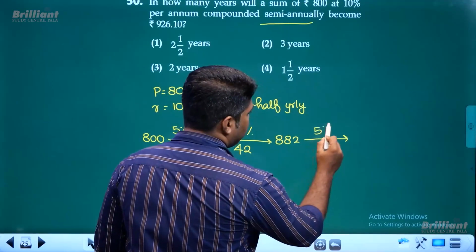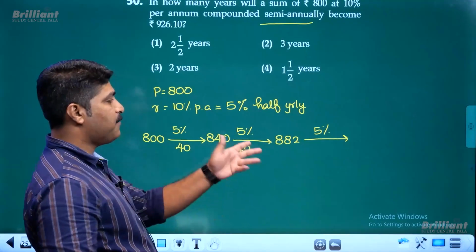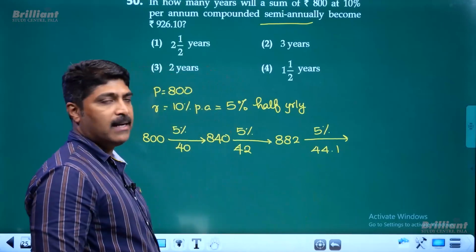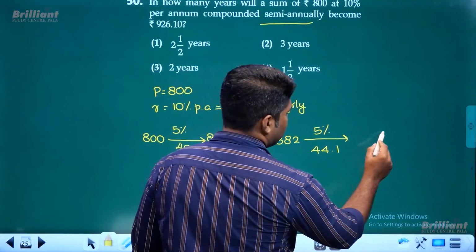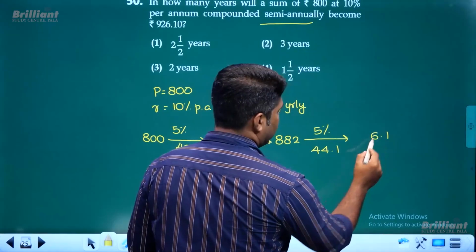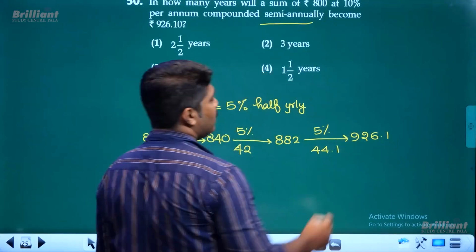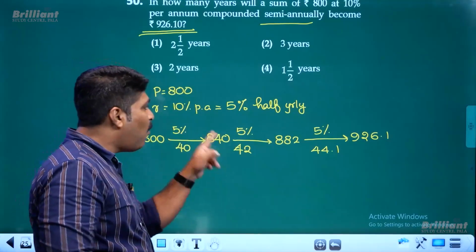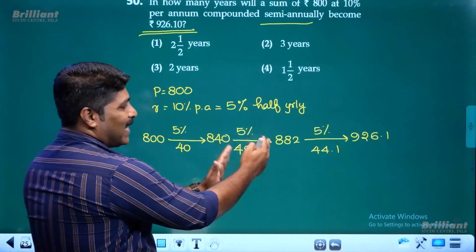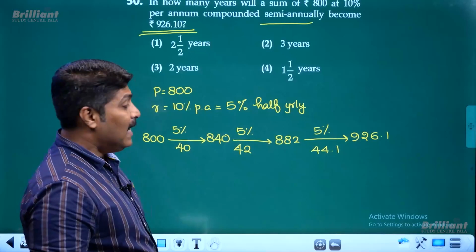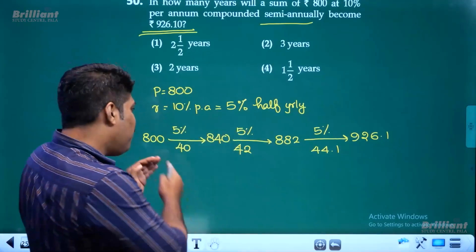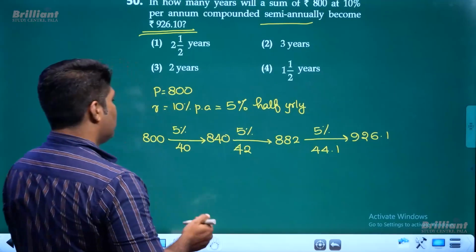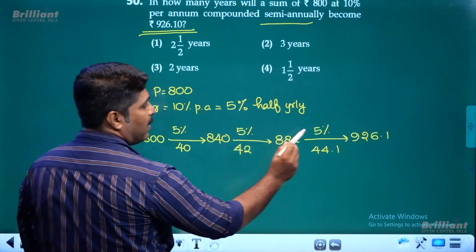And further, one more 5% we can take. Now, what is 5% of this value? That's equal to 44.1. Just add up together. So here, 2 plus 4 is 6, this is 926.1. Look at the required value, that is the required value here. After how many half years? This is the first half year, second half year, third half year. Got it? After 3 half years, we reached such an amount, 926.1.